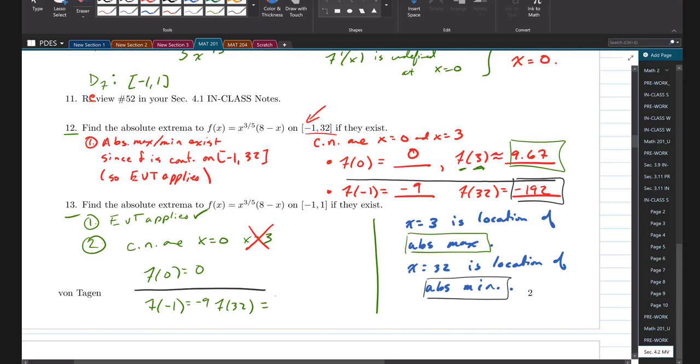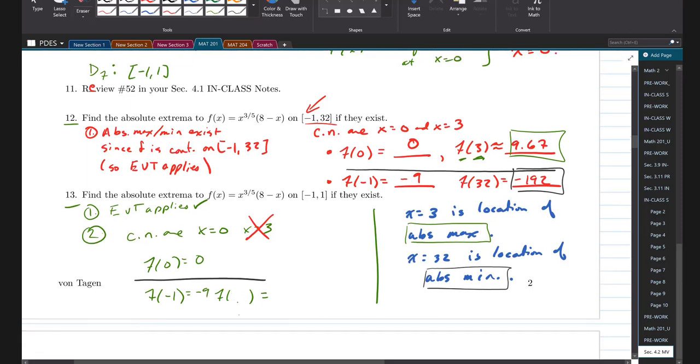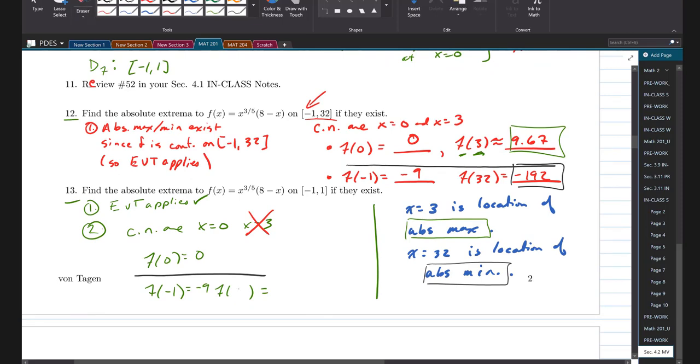Oops, why did I do 32? That should be f of what, folks? F of 1. The right endpoint. Oh, sorry, folks, I'm getting a little tired here. And if we plug in 1, I think it outputs a 7. So we see that x equals 1 is an absolute max.